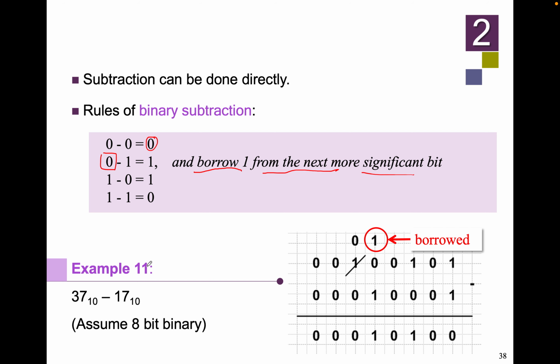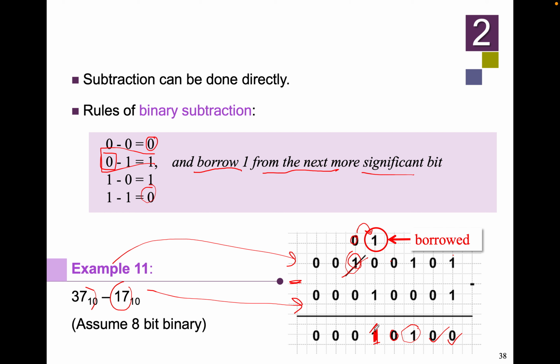Let's say we have 37 minus 17. We directly convert it, 37 and 17. 1 minus 1, we will get 0. 0 minus 0, we will get 0. 1 minus 0, we will get 1. 0 minus 0 is 0. 0 minus 1, you can see this part. So we will get 1, but we will lend from beside here. So it will be 0 and 1 will be borrowed here.